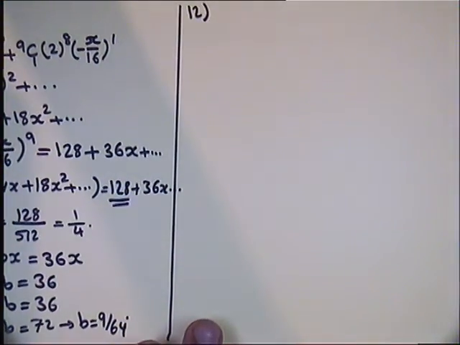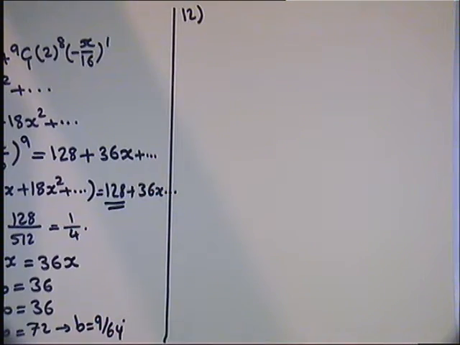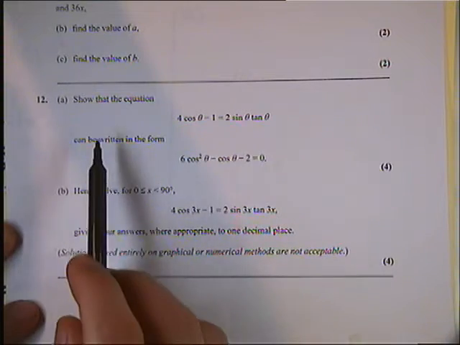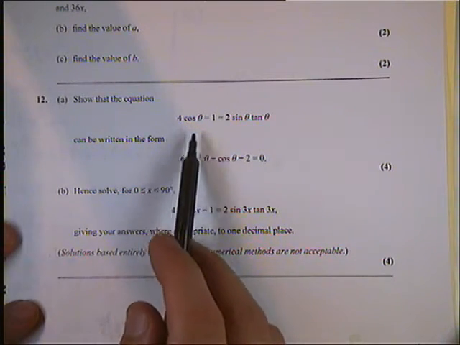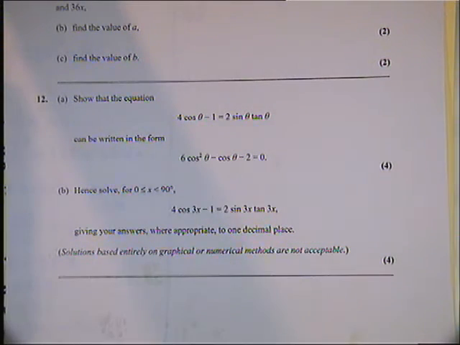Yes, I put the question here just to read through. It says, show that the equation 4 cos theta minus 1 equals 2 sine theta times by tan theta can be written in the form of 6 cos squared theta minus cos theta minus 2.